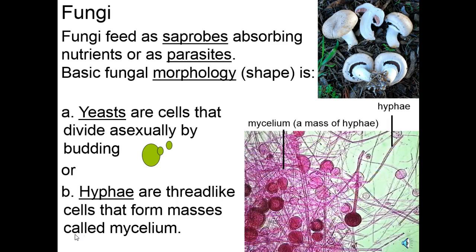Hyphae, that's the shape of many types of fungus. They're thread-like cells, really, and when there's a clump of them, we call it mycelium. So mycelium equals lots of hyphae, kind of like spaghetti, but of course microscopic.